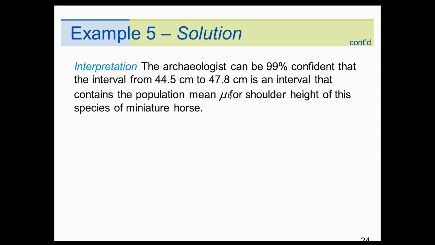All right, so the archaeologist is 99% confident that the interval between 44.5 and 47.5 contains the actual population mean.